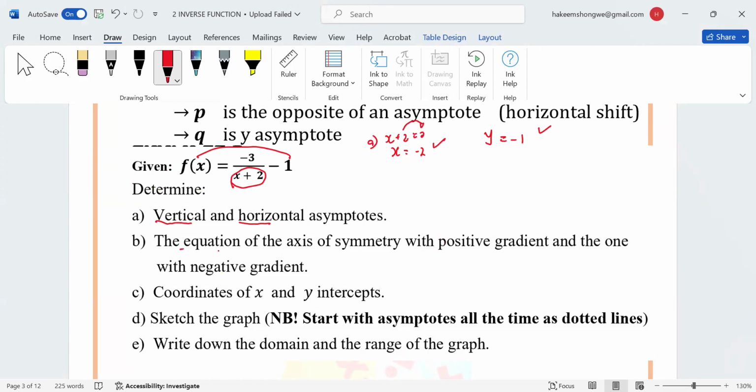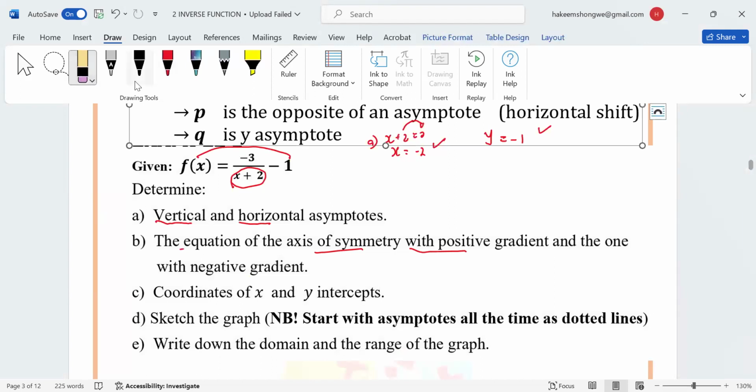They say the equation of the axis of symmetry. We can have one with the positive gradient, and then we can have one with the negative gradient. I took both of them here. Examinations are going to give us one. And then now we'll just have to choose between getting the one which is positive or the one which is negative. How do we get that?